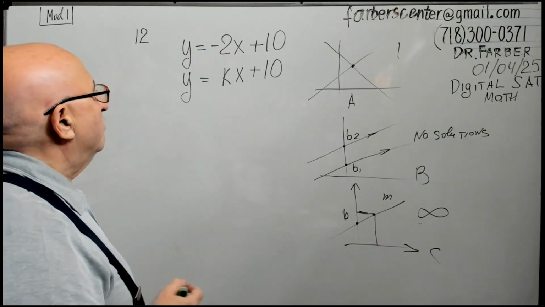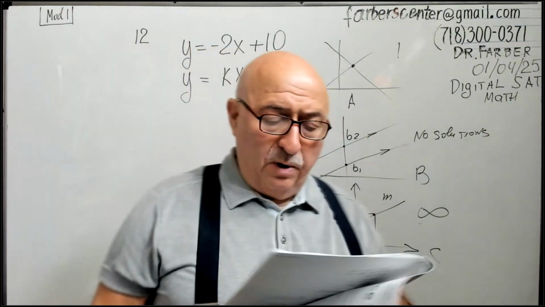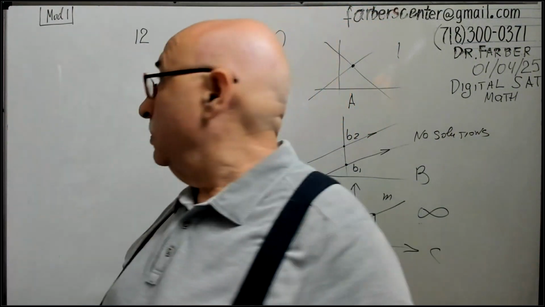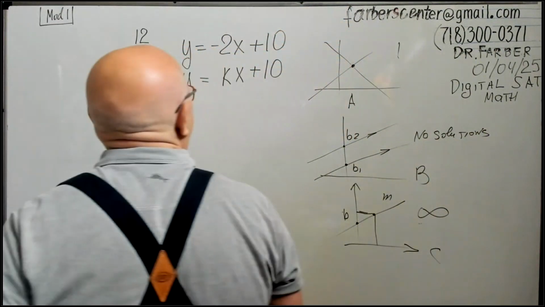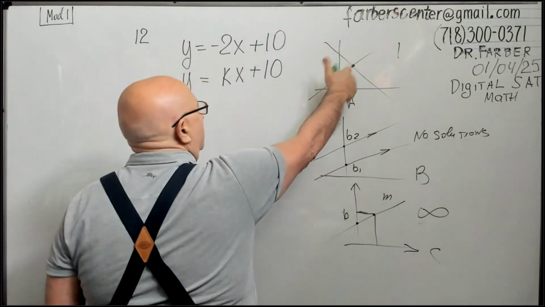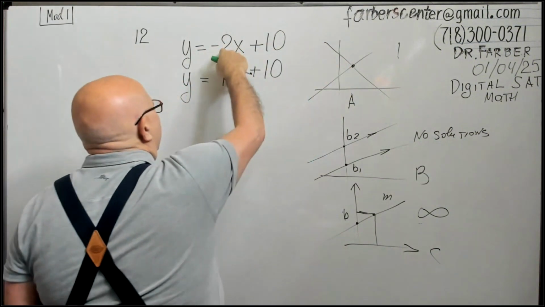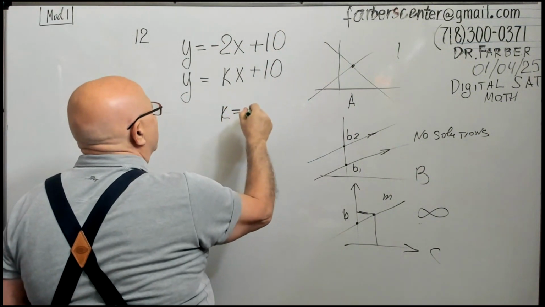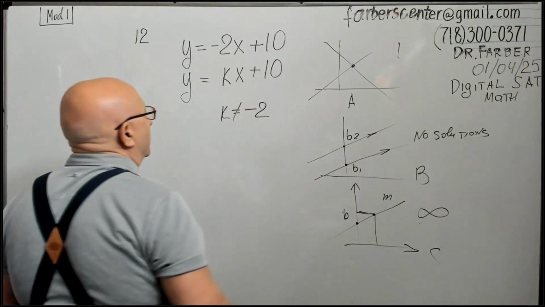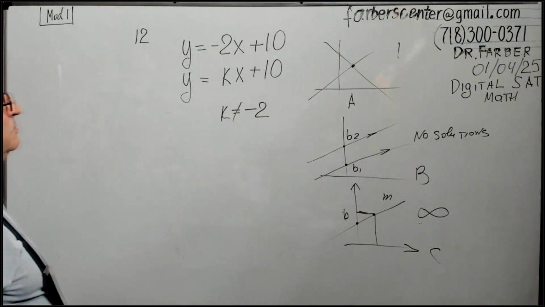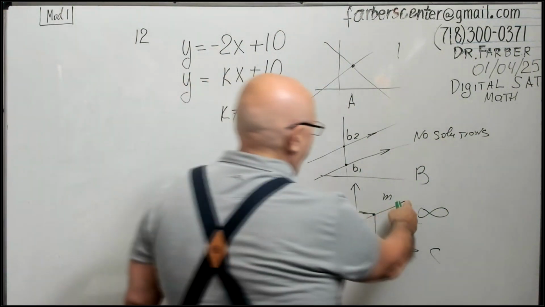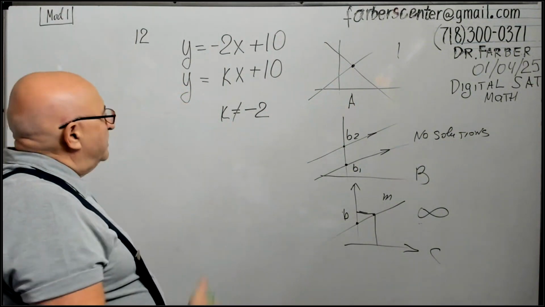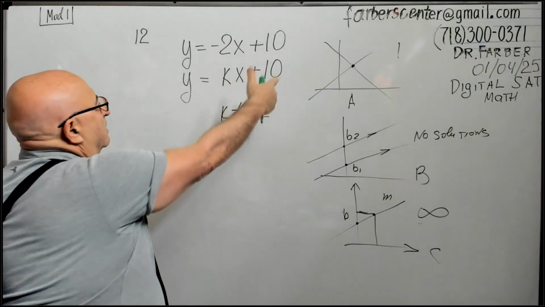You know this. And the question is, if the system has exactly one solution, the lines must intersect. It means k cannot be equal to -2. Because if it were equal to -2, it would be the same line and there would be an infinite set of solutions. You see this? -2x plus 10.